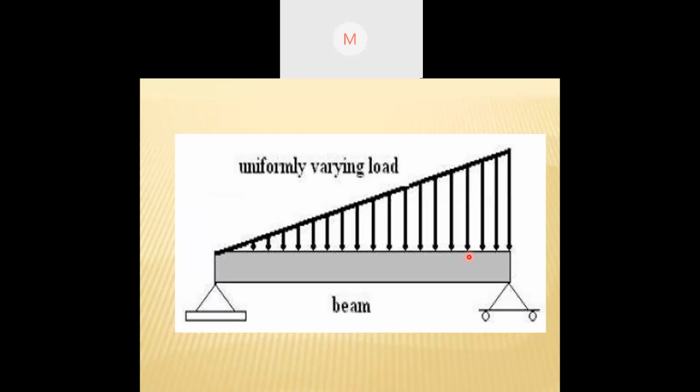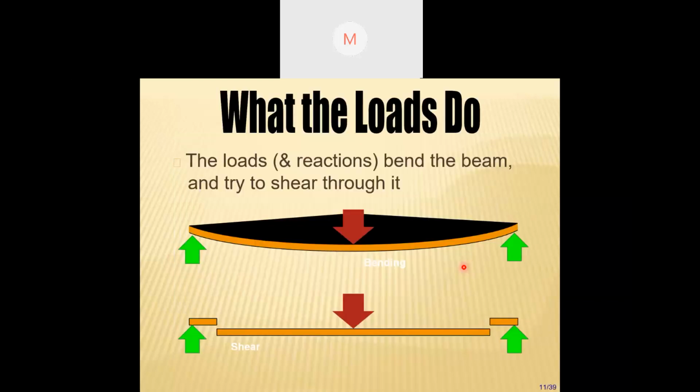Now UVL. Look at this UVL. Now in UDL, it is per meter, so it will be the same towards the entire length. But in case of UVL, it is not the same. It is totally different. Look, here it may be 1 newton, here it may be 2, here it may be 3, here it may be 5. So it is varying, but it is uniformly varying. So this type of load is known as uniformly varying load.